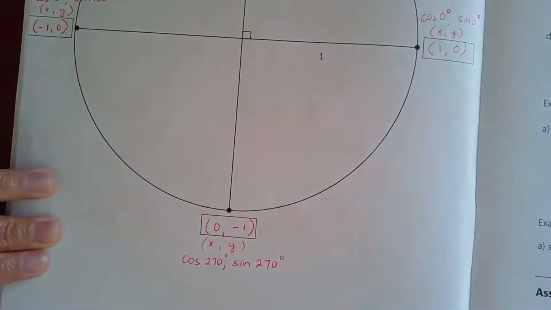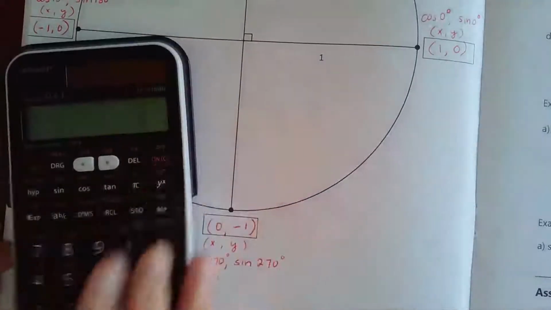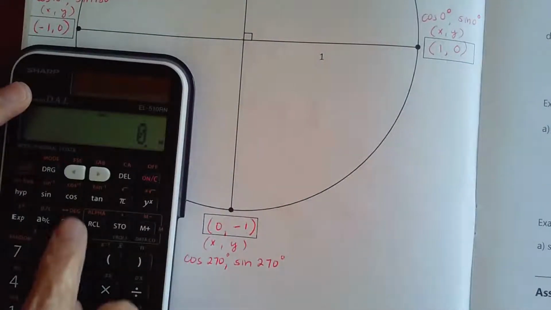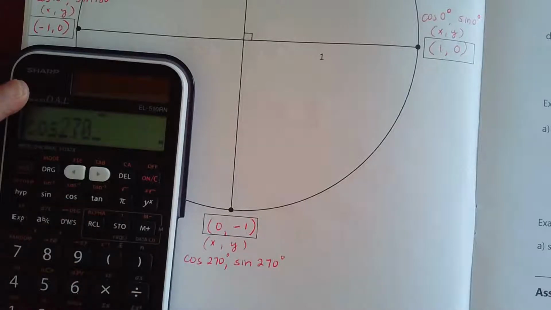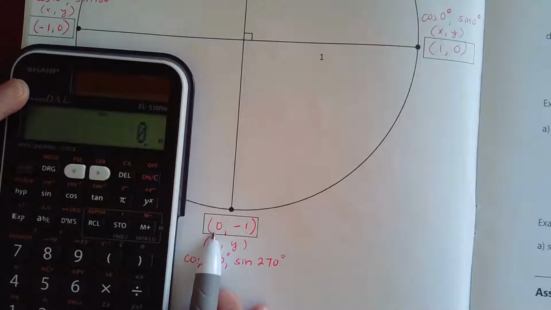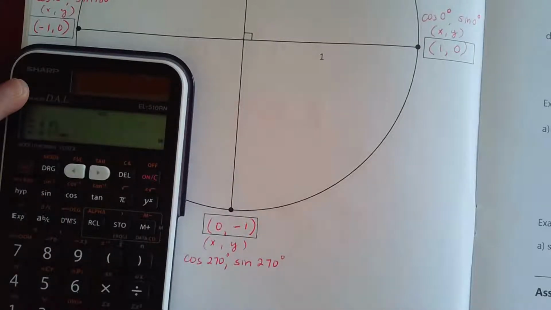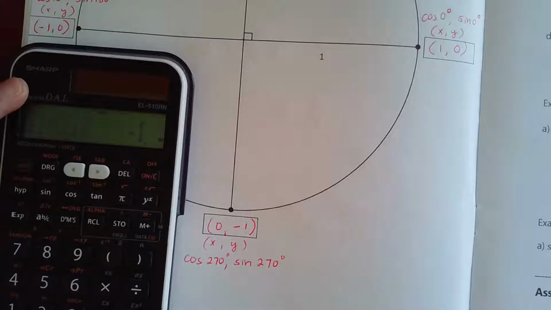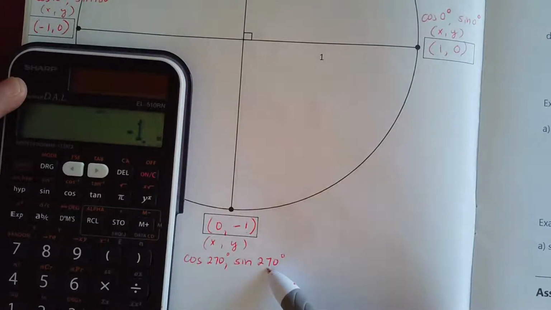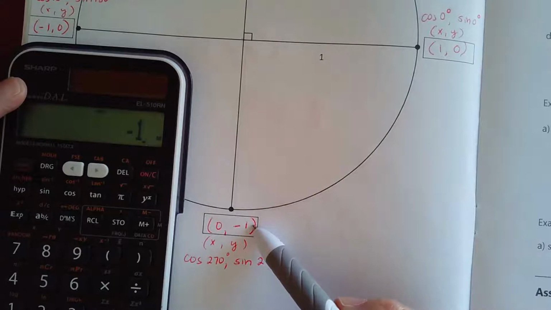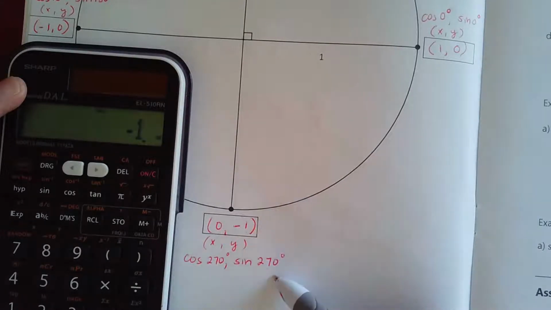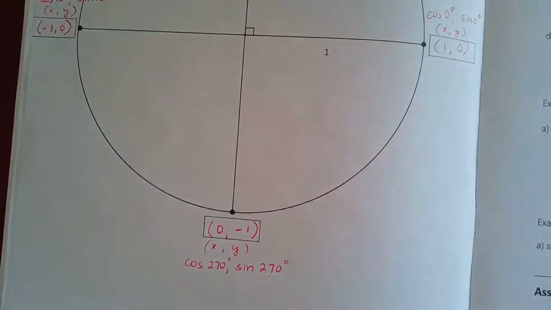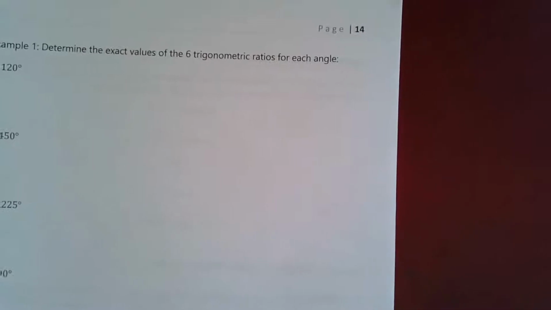Okay, well, let's try it. Let's try cosine of 270. So cosine of 270 degrees equals 0. Let's go sine of 270 degrees. It's -1. So if we know what the angle is, we can figure out the sine of the angle. It's -1. And if we have the -1, we could actually figure out the angle. Okay, so that's a really, really good exercise.